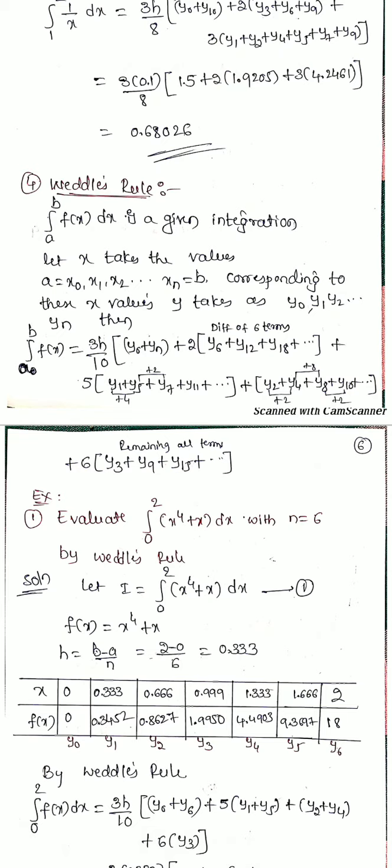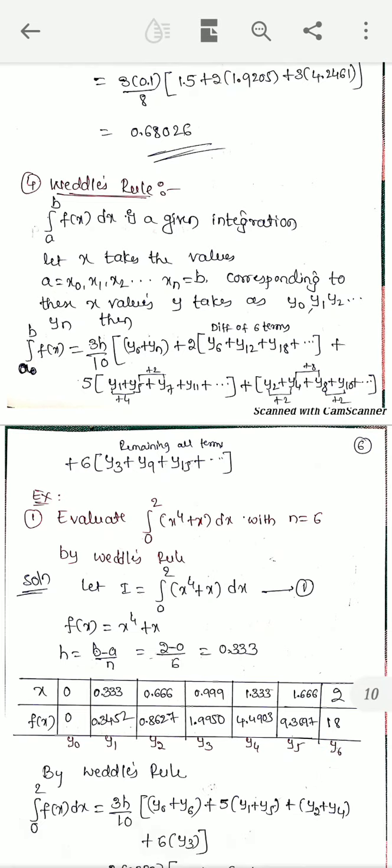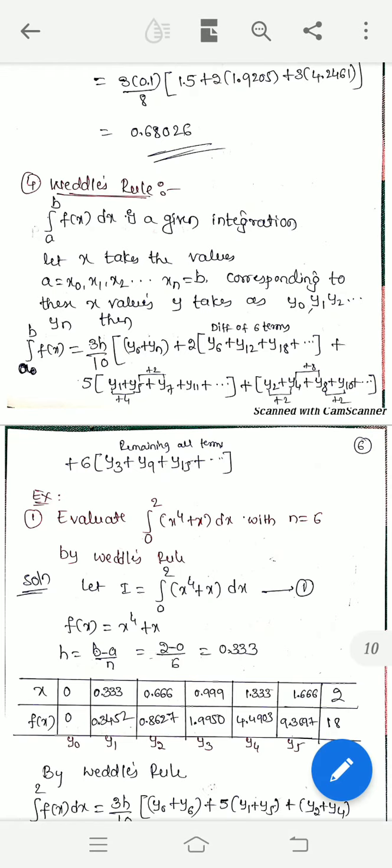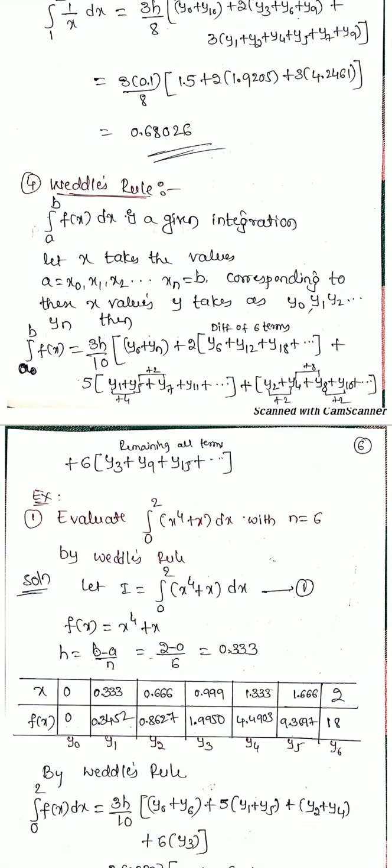Then Weddle's rule says the integration from a to b of f of x dx is equal to 3h by 10 into y0 plus yn, the first term plus the last term, plus 2 into, here, the sixth terms.